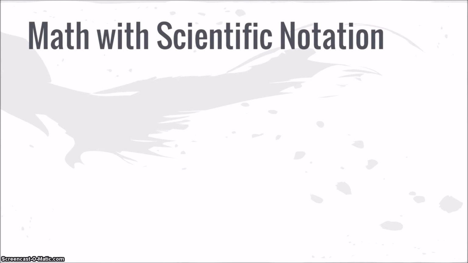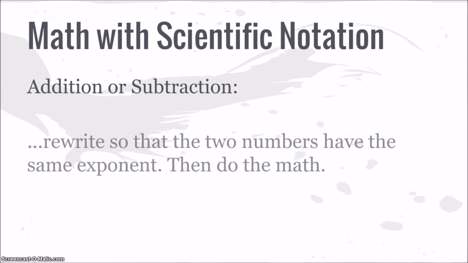Now usually when you learn math you always start with addition and subtraction, but in the case of scientific notation it's harder than multiplication and division because there's not any rule. You just have to rewrite the coefficients so that the two numbers have the same exponent. Then do the math. It's easier if I just show you.